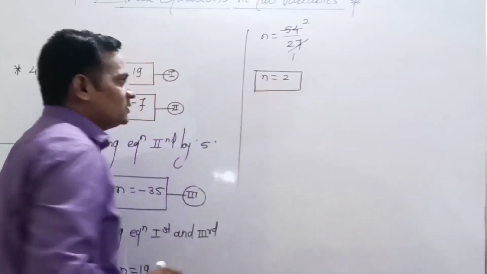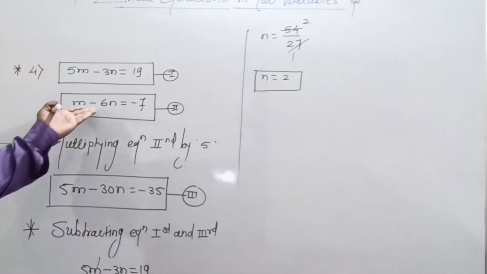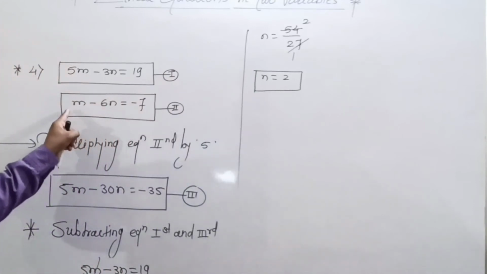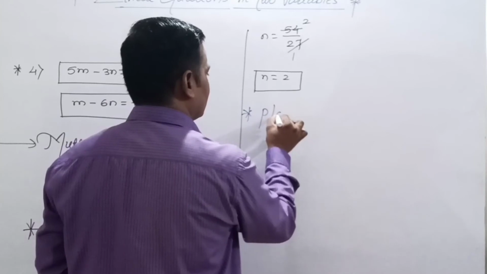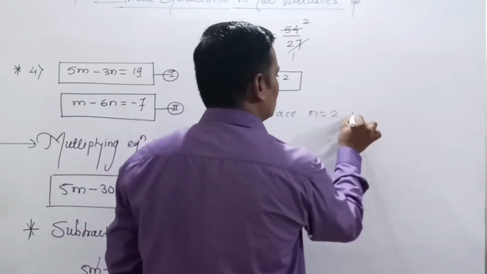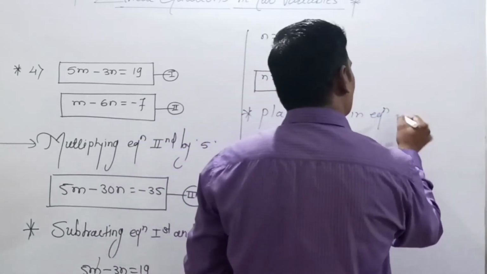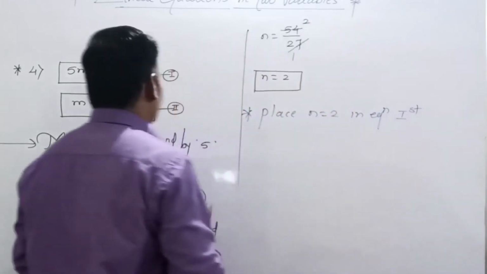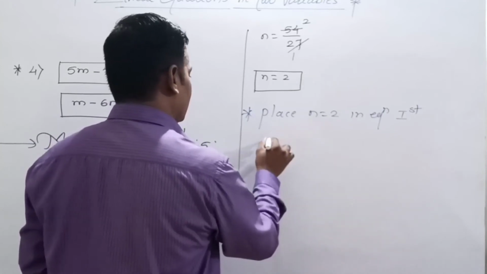So let's put down this value in any equation. So we will take that n is equal to 2 in equation number 2. So place again, look at that, place n is equal to 2 in equation either first or second. So let's take that equation number first. Okay. So write down that equation number first here.